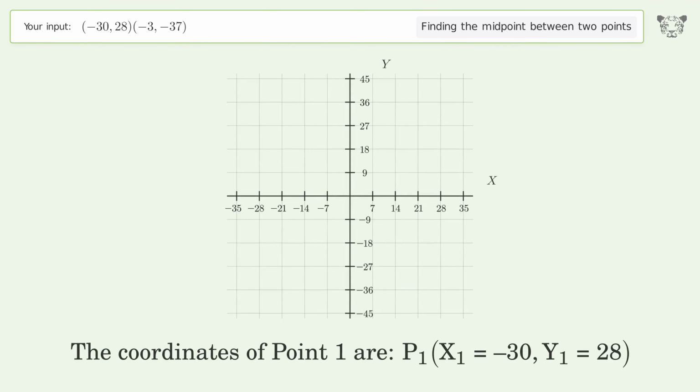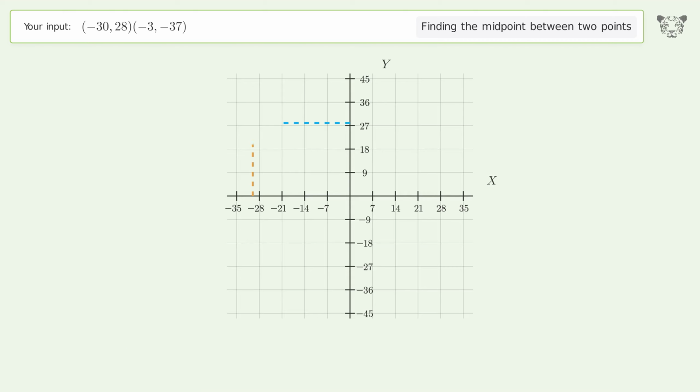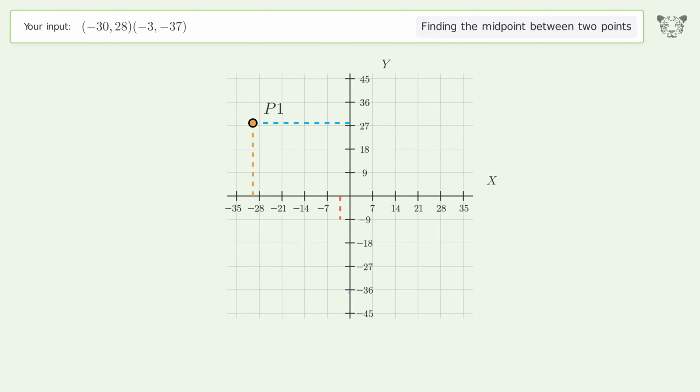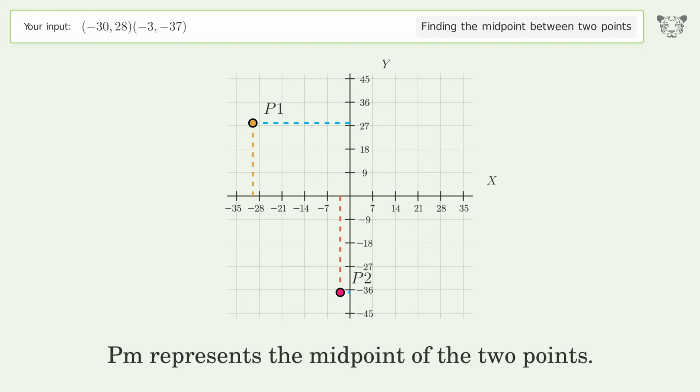The coordinates of point 1 are, x1 equals -30, y1 equals 28. The coordinates of point 2 are, x2 equals -3, y2 equals -37. PM represents the midpoint of the 2 points.